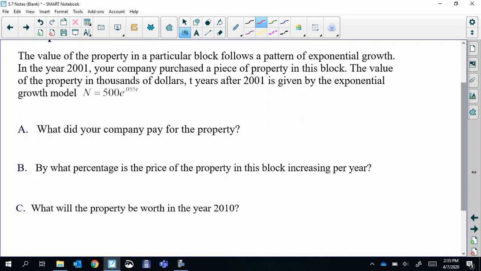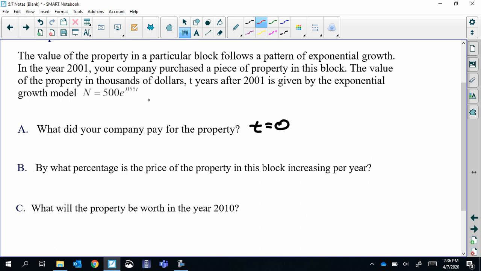So we're going to look at exponential growth. Here we are, year 2001, and we're given the formula. So, what did your company pay for the property? If you bought it t years after 2001, you bought it in 2001, so that means t equals 0.